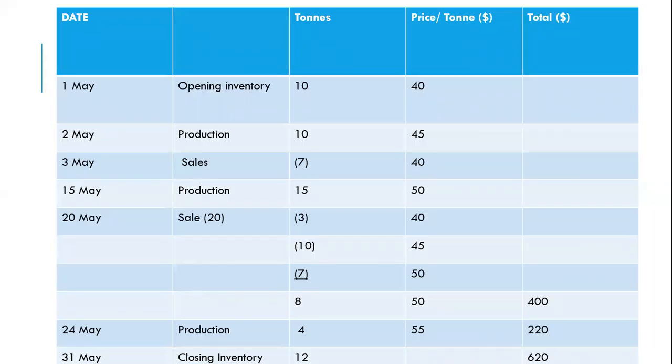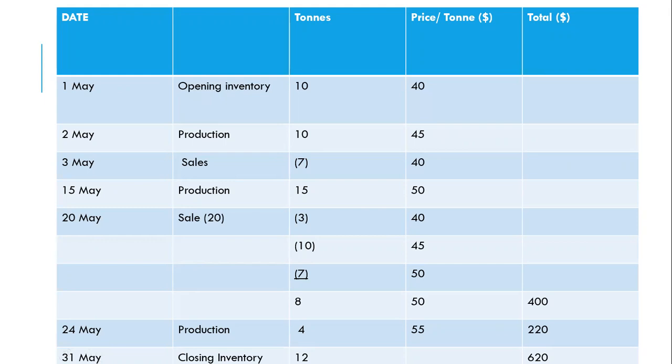This is how it plays out. Opening inventory is 10 tons, and we were told the valuation is $40 per ton. Then we produce an additional 10, making 20, at $45 per ton. Then on 3rd May, we made sales of 7.